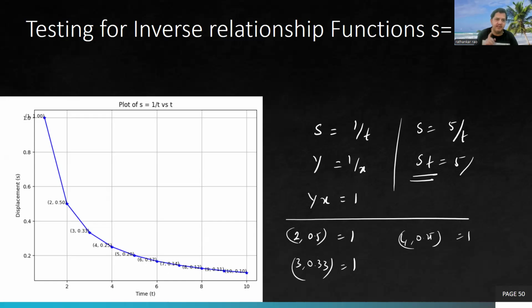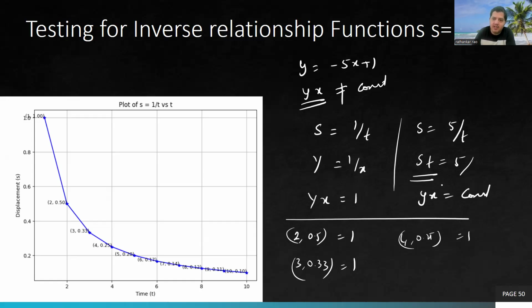Okay, only then you can say this plot is a plot of s versus 1 by t. You can try it out using your Python program, or maybe Matplotlib or Excel, and plot a graph of something like y is equal to minus 5x plus 1. If you do this, you get a similar curve, but this will not be inverse, because the product of y into x will never be equal to a constant. So this is not an inverse relationship. For an inverse relationship, this condition, y into x equal to constant, should always be present. Only then you can call it an inverse one.